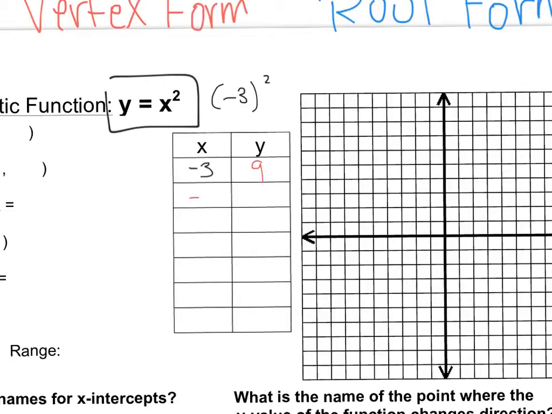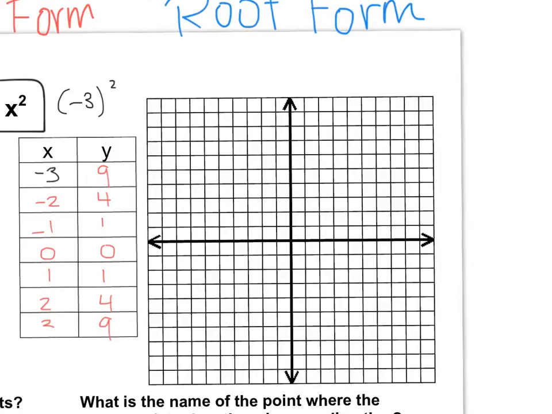If you plug in -2, -2 to the power 2 is 4, -1 to the power 2 is 1, 0 to the power 2 is 0, 1 to the power 2 is 1, 2 to the power 2 is 4, and 3 to the power 2 is 9. Now take a minute and plot these points. Now after you plot them, let's go ahead and connect the points.